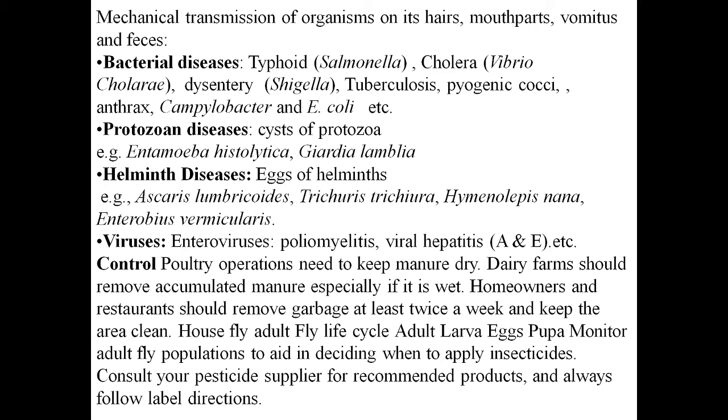What are the bacterial pathogens which are transmitted by the houseflies? Mainly Salmonella, which causes typhoid, then Vibrio cholerae, which causes cholera, then Shigella, which causes dysentery, then Mycobacterium tuberculosis that causes tuberculosis, then pyogenic cocci, anthrax, Campylobacter, and E. coli. All these different types of bacteria are transmitted by these houseflies.